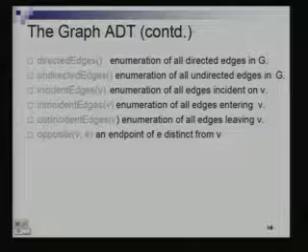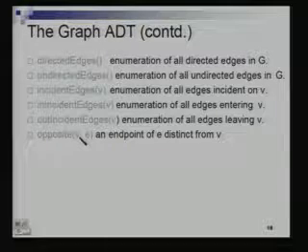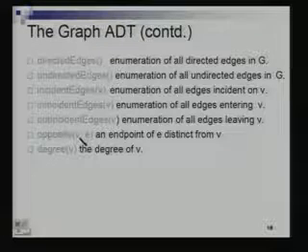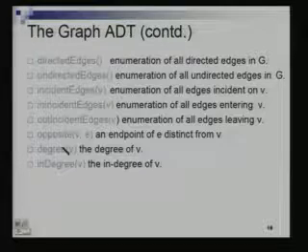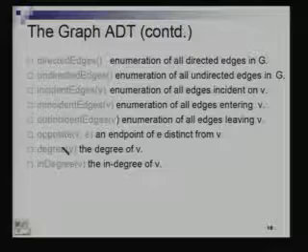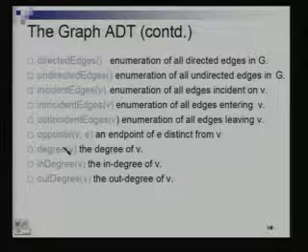Opposite: I specify an edge E, and an edge is also an object, and I specify one endpoint of the edge. This method gives me the other endpoint of that edge. Degree gives me the degree of a vertex, for an undirected graph. For a directed graph, there would be the notion of an in degree and an out degree. In degree would be the number of edges coming into the vertex, out degree would be the number of edges leaving the vertex.